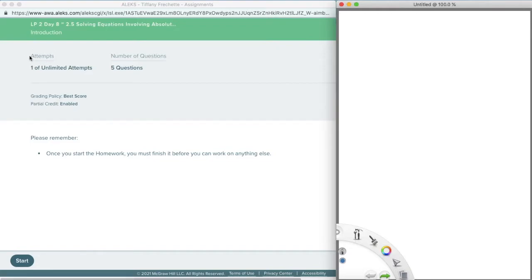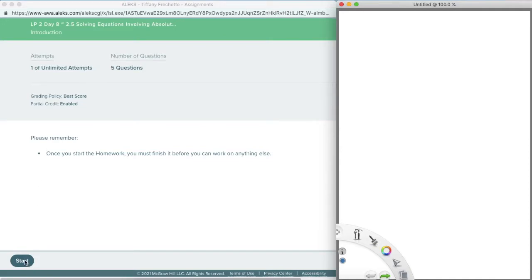On attempts, it shows me this is my first attempt of unlimited attempts. I can come in and do this assignment as many times as I would like. That's what unlimited attempts means. This one has 5 questions on it, so your assignments will have anywhere from 1 to 10 questions. Grading policy is always the best score, meaning your best attempt is the one you get to keep. Partial credit is enabled, and that means if I answer 1 of 5 questions, I get credit for the 1 question. This is a note about submitting your work.